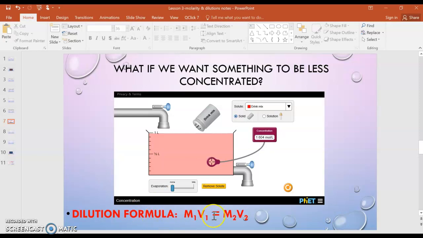So the dilution formula we're going to use is written right here. M1V1. So M1 represents the first molarity, V1 represents the first volume, and that's equal to M2V2. M2, the second molarity, V2, the second volume. Sometimes volume will be in milliliters here, or sometimes it'll be in liters. It doesn't matter what unit it's in as long as they're both the same.